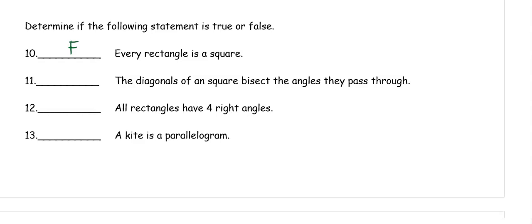Number 11, the diagonals of a square bisect the angles they pass through. Well, that's a property of a rhombus, and squares get their properties from a rhombus, so this is true. All rectangles have 4 right angles. That's a property of rectangles, so that is true. 13, a kite is a parallelogram. So a kite has 0 parallel sides, and a parallelogram has 2 sets of opposite sides that are parallel. So because kites do not have parallel sides, it cannot be a parallelogram, so that would be false.